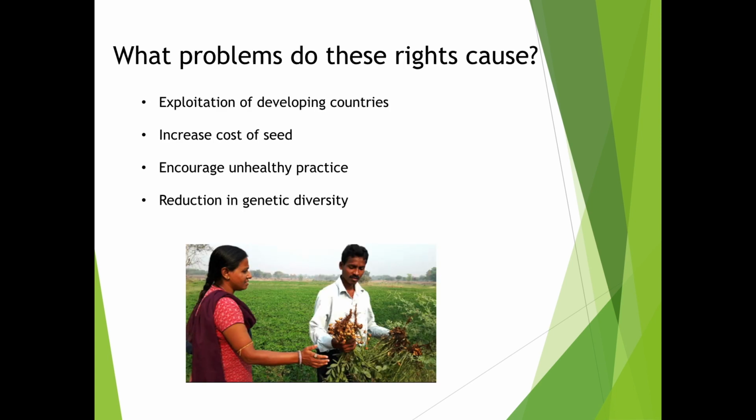It is also important to flag any downfalls of plant breeders' rights and what problems these may cause. It can lead to exploitation of developing countries, as bigger companies try to monopolise a plant variety that was originated in a developing country and sell it back to them at an inflated price. It can also increase the cost of seed and encourage unhealthy practice within the industry. It may also reduce genetic diversity.